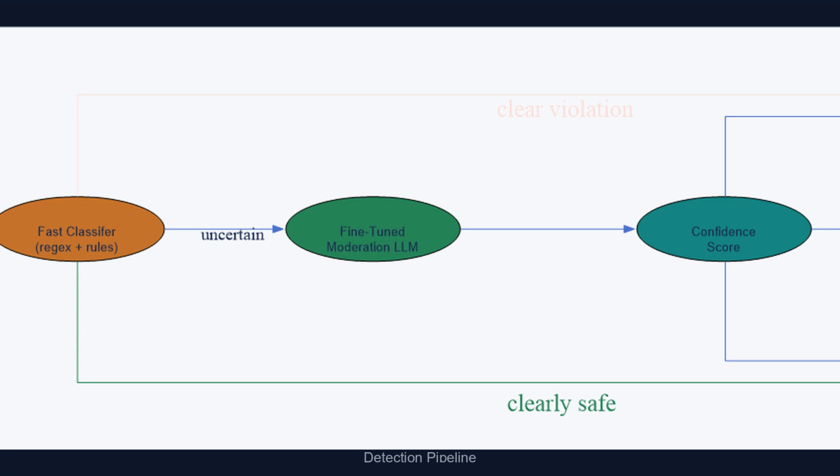The interesting cases, the ones where the fast classifier is uncertain, flow to the fine-tuned moderation model for deeper analysis. That model produces a confidence score, and the score determines the routing. High confidence approves or removes automatically. Medium confidence sends to the human review queue. Low risk gets approved. This tiered approach is what makes the economics work. You're not running the full model on every post. You're reserving it for the cases that actually need it, which keeps latency and compute costs in check.